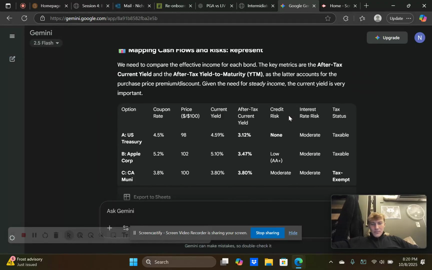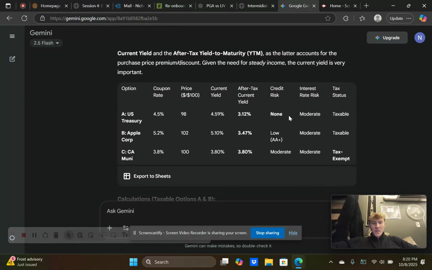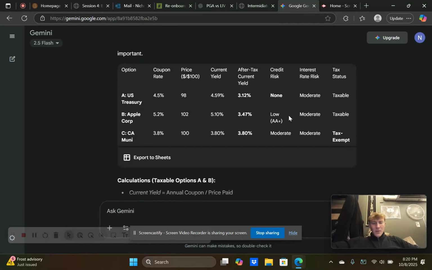So the key metrics are the after-tax current yield and the after-tax yield to maturity, as the latter kind of accounts for the purchase price, or like the, I guess, discount or premium depending. The current yield is very important.